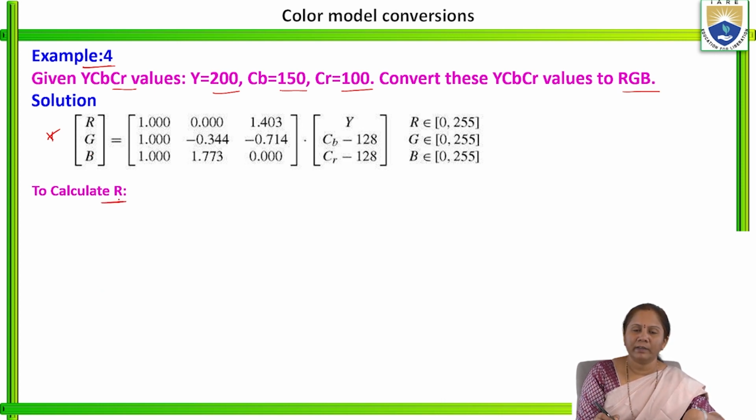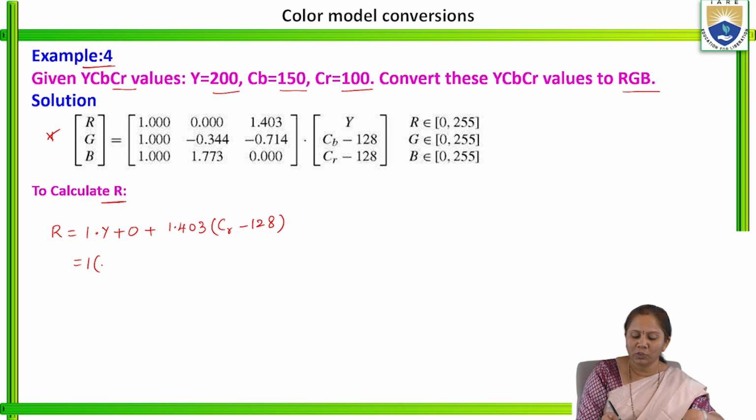First, let us find R. From this matrix, we can write the equation for R. R is equal to 1 into Y plus 0 multiplied with CB minus 128, which becomes 0, plus 1.403 into CR minus 128. Substitute the values of Y and CR in this equation: 1 into the value of Y, which is 200, plus 0.